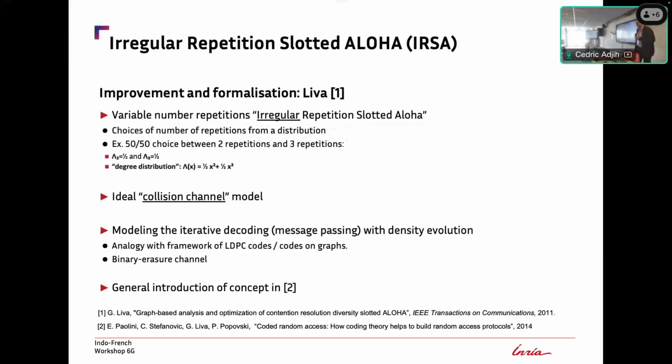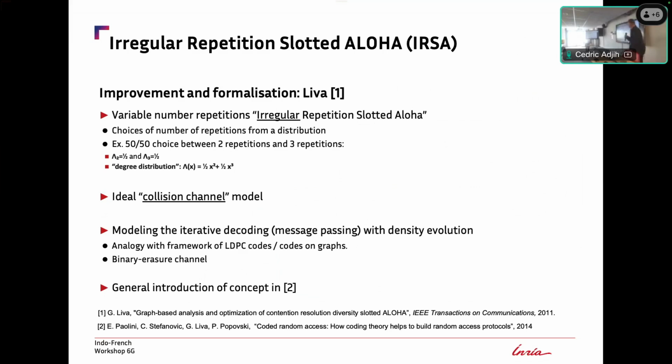A similar work has been done by Lever. He took back the assumption that the number of transmissions is fixed. Instead, he assumed that the transmissions are taken from a distribution. So a user can decide to transmit twice, 3 times, 4 times with some probability. This is what is called the degree distribution. Let's say maybe half of the time it transmits 2 times, half of the time 3 times.